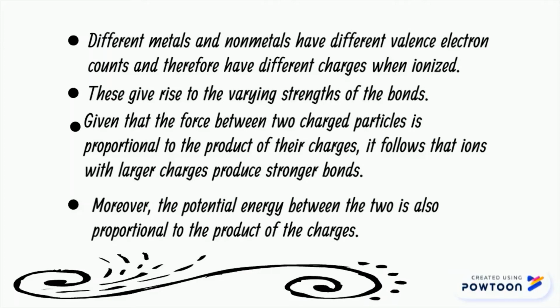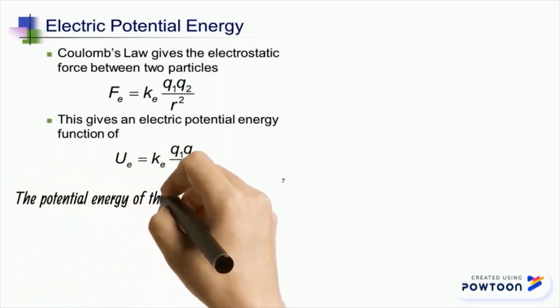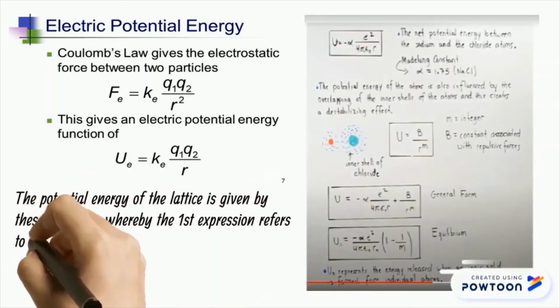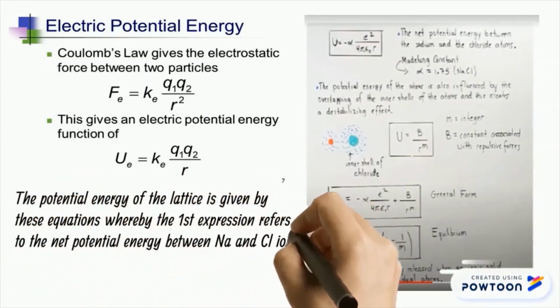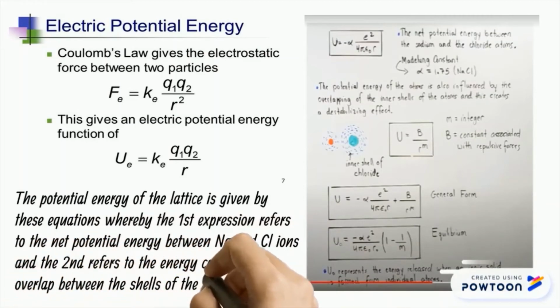Given that the force between two charged particles is proportional to the product of their charges, it follows that ions with larger charges produce stronger bonds. Moreover, the potential energy between the two is also proportional to the product of their charges. The potential energy of the lattice is given by these equations, where the first expression refers to the net potential energy between Na and Cl ions, and the second refers to the energy caused by the overlap between the shells of the atoms.